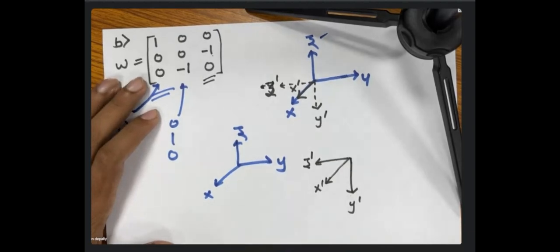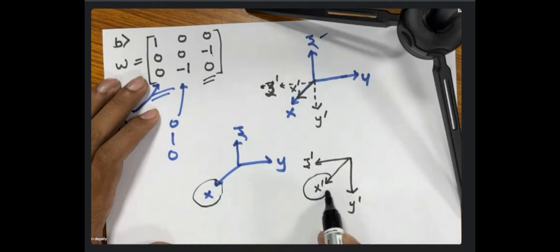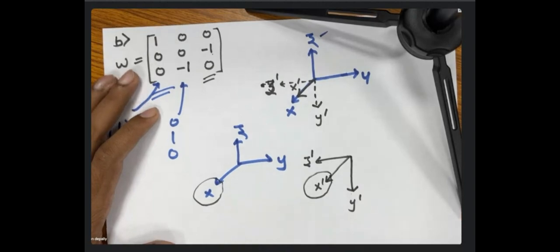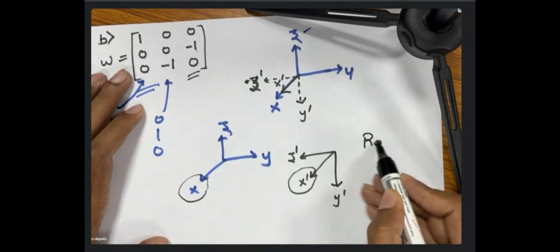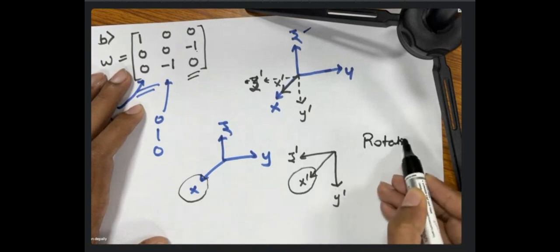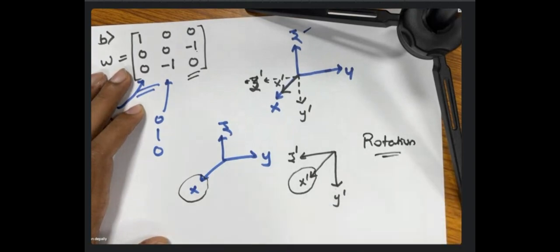So what is left over in this particular thing, what is invariant, is X. It has not changed, while the remaining two axes are changed. So there is a slight intuition we are getting that it might be rotation. Rotation along the x-axis might be possible.